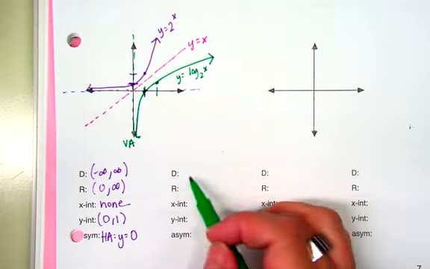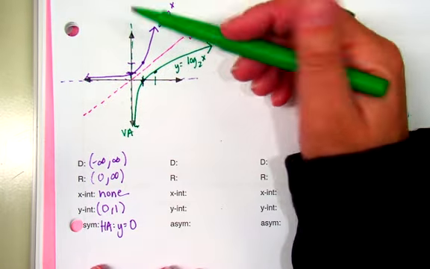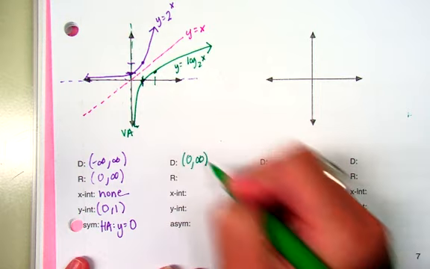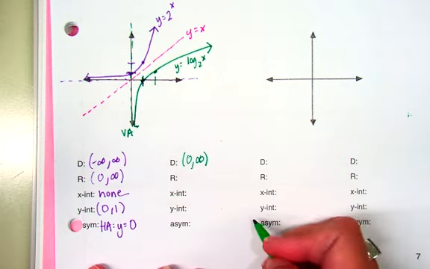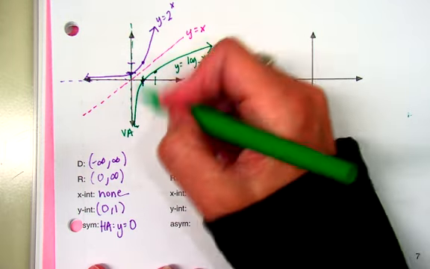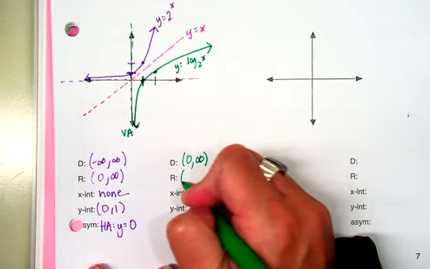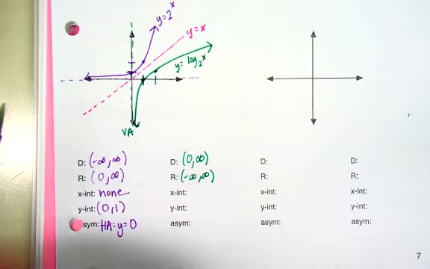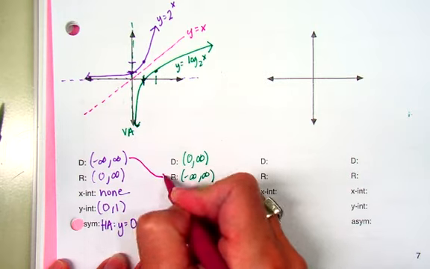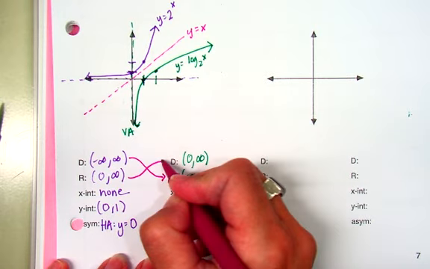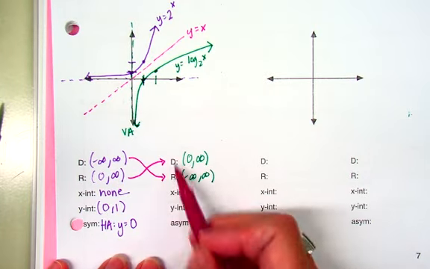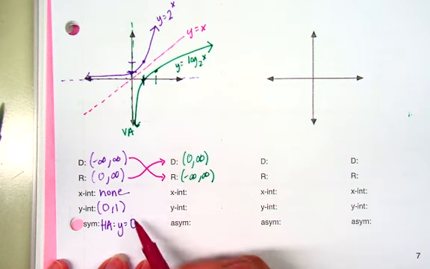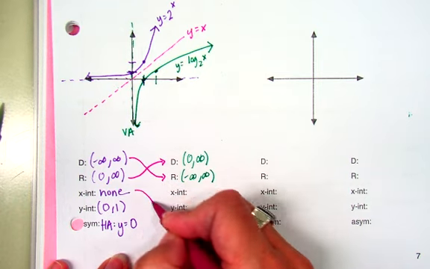Okay, so let's answer questions about our domain. My domain just starts at 0, so it's 0 to infinity. My range is, in this case, negative infinity all the way up to infinity, so that's all reals. Notice that my domain became my range, and my range became my domain, because I'm taking the inverse. So my x's and my y's are now switched. Same exact thing's going to happen here.